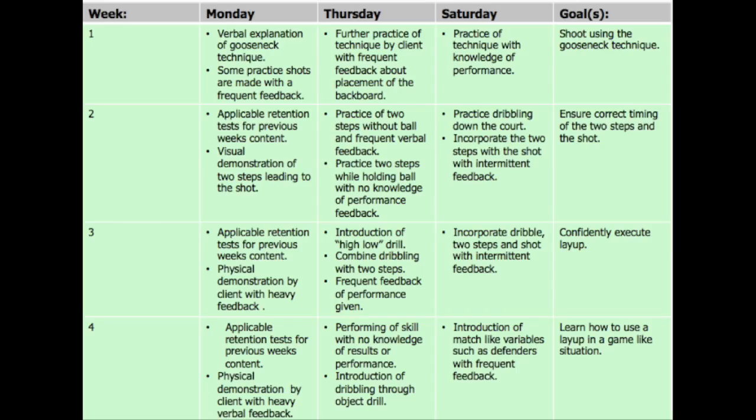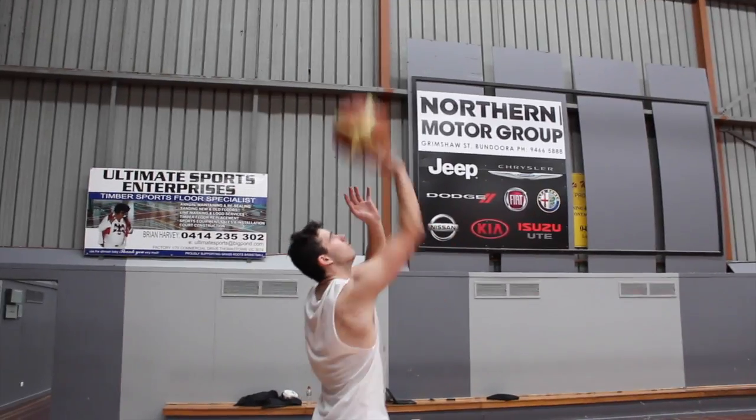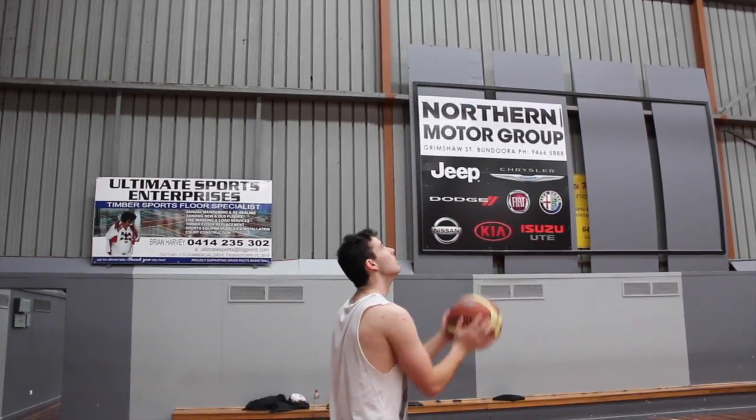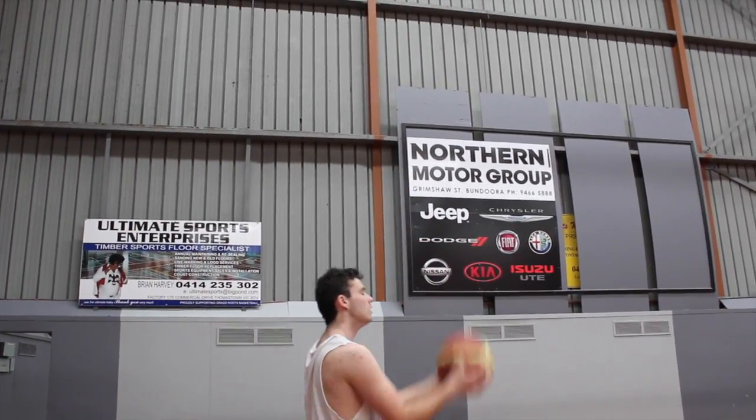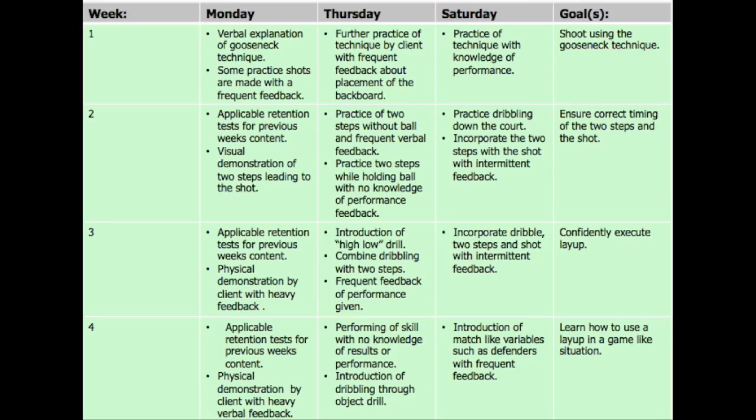A key component which should first be understood by the coach is the style in which the participant learns most effectively. The learning style used here is physical, with the participant practicing the gooseneck technique repetitively. It is important to note that knowledge of performance should be initially given in order to ensure correct technique is taught at a fundamental level. As the participant progresses through the exercise, this feedback is phased out.